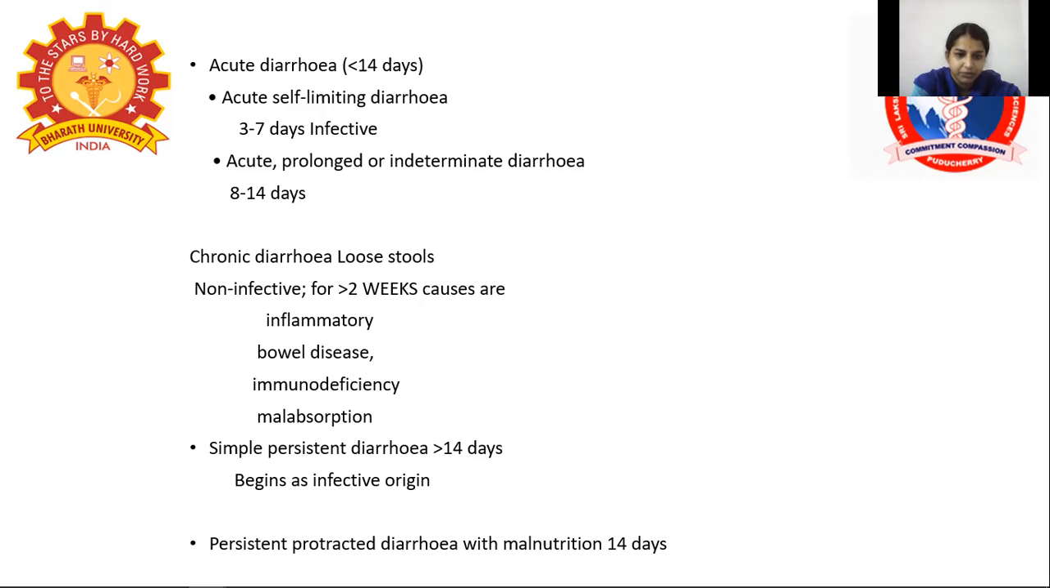immunodeficiency, malabsorption. Simple persistent diarrhea is for more than 14 days. It usually begins as an infective origin. Persistent protracted diarrhea is with malnutrition, lasting 14 days, and is present with malnutrition.